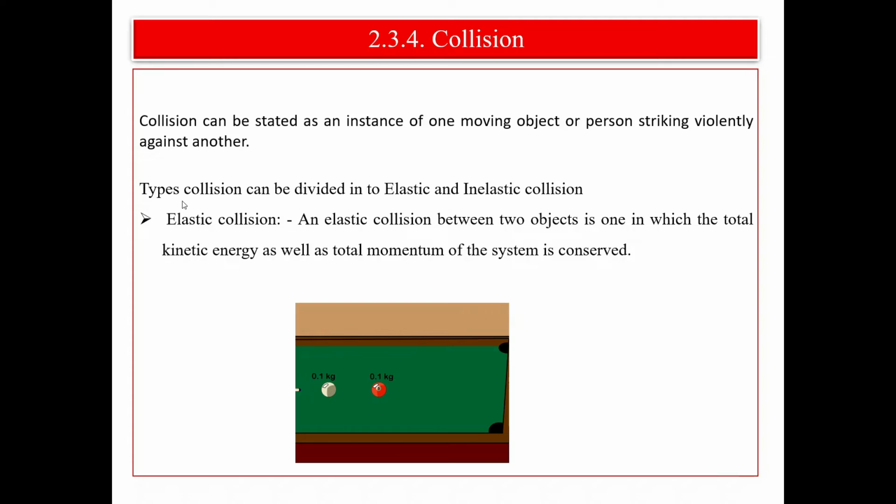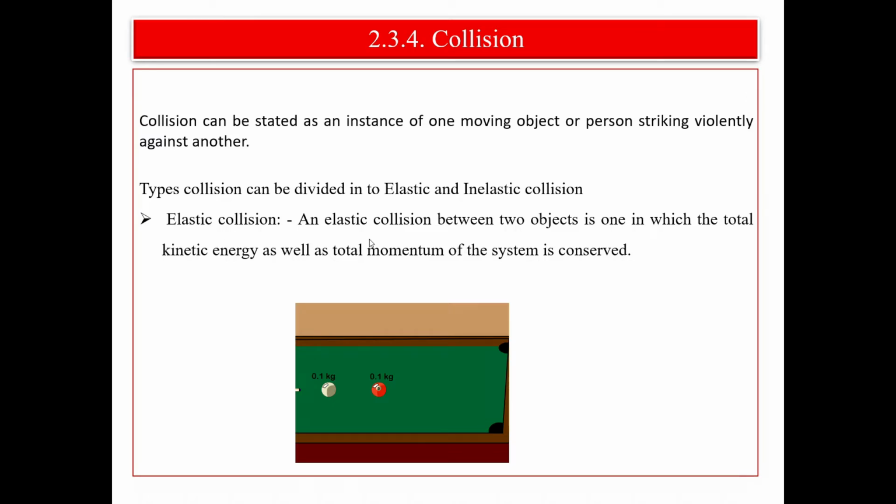Commonly in physics there are two types of collision. The first type is elastic collision. The second type is inelastic collision. There is a difference between elastic and inelastic collision. We can differentiate them based on the kinetic energy. In most cases, the momentum is conserved.